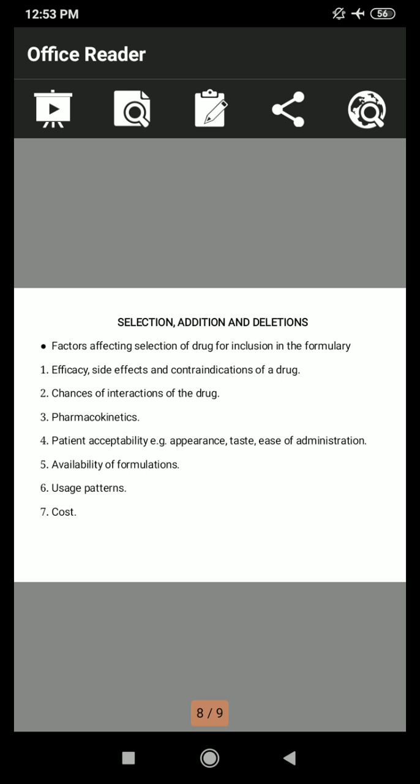The P&T committee, after collecting advisory inputs from all professional staff of the hospital, decides the policy regarding selection of drug products in the formulary. Then the following factors affect selection of the drugs for inclusion in the formulary. First is efficacy, side effects and contraindications of the drugs. Second, chances of interactions of the drugs. Then pharmacokinetics, patient acceptability, for example appearance, taste and ease of administration. Then availability of the formulations, usage pattern and cost. These are the factors that affect selection of drugs for inclusion in the formulary.